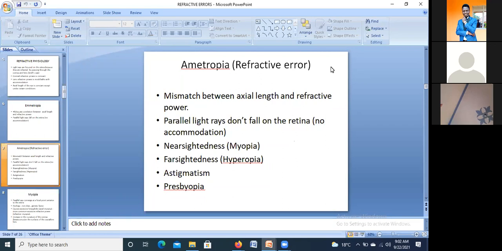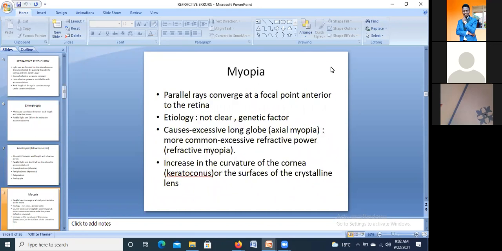There are types of refractive errors. There's nearsightedness, which is myopia. There's farsightedness, which is hypermetropia. And there's astigmatism, where the light rays in the different meridians are not brought into one focus on the retina. We shall look at that later. And then presbyopia, which is the problem of accommodation. So those are the types of refractive errors. There are 4 types. Now let us talk about myopia.